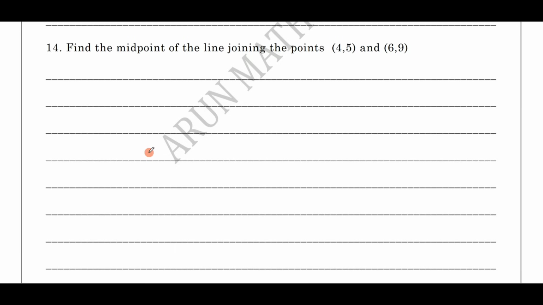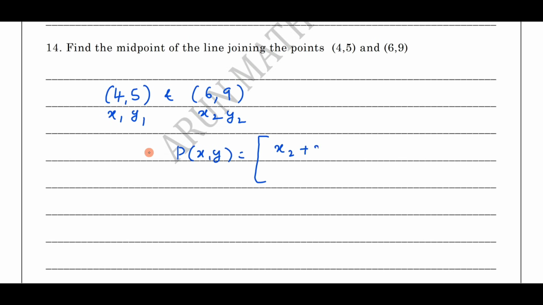Now we'll move to the next important question, finding the midpoint of the line joining the points. What are the points they have given here? 4, 5 and 6, 9. Take the first as x1, y1, and here it is x2, y2. What is the midpoint formula? P of x comma y equals x2 plus x1 by 2 comma y2 plus y1 by 2.